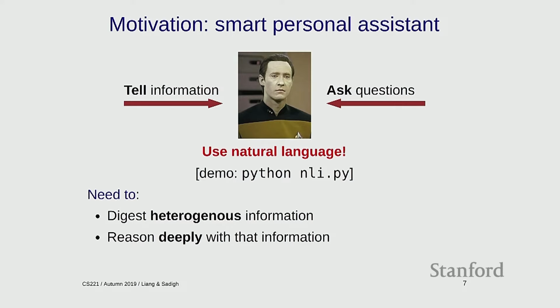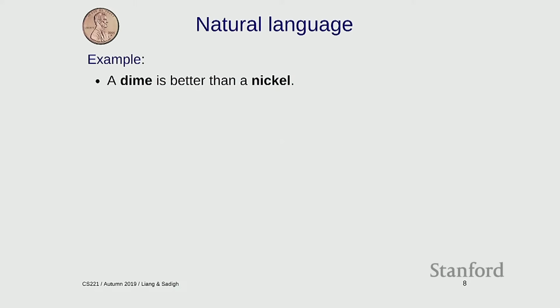Okay, so this assistant needs to be able to digest heterogeneous information in the form of natural language utterances, and it has to reason deeply with that information. So it can't just do superficial pattern matching. I've suggested natural language as an interface to this. And natural language is very powerful because I can stand up here and use natural language to give a lecture, and hopefully you guys can understand at least some of it. But let's go with natural language for now.